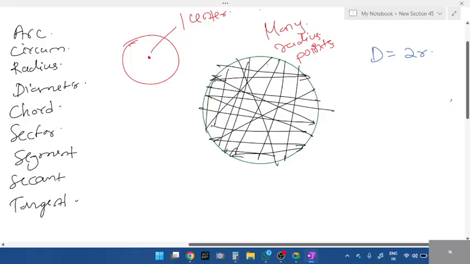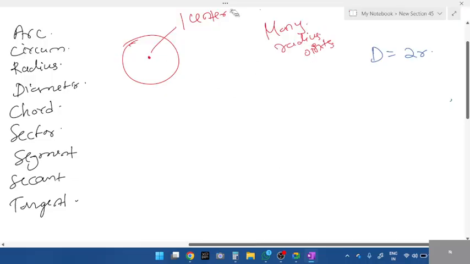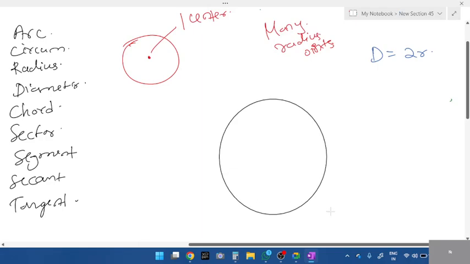All these are chords. A chord will never come out. A chord should always stay inside the circle. That is the meaning of chord. It will never come out. If it comes out, that is a secant. I'll explain later. So a chord should stay within the circle.